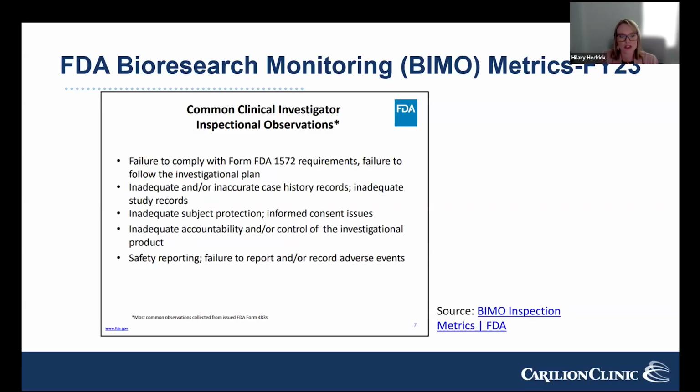One thing I do want to mention is Form FDA 1572. That is an investigator statement that a principal investigator has to sign, and it's called a commitment to compliance. The principal investigator signs this FDA 1572 document to even do an FDA study. And I just think it's really important to know that it's coined as being the commitment to compliance.